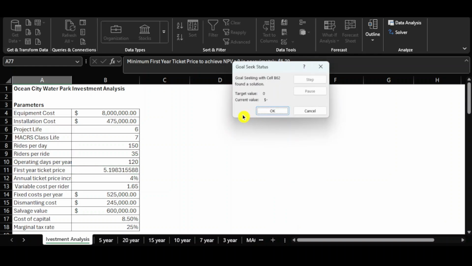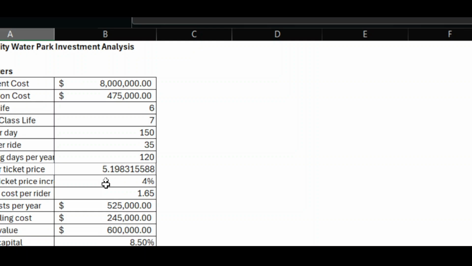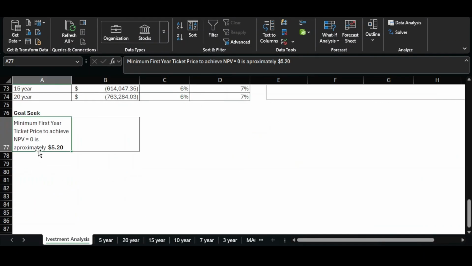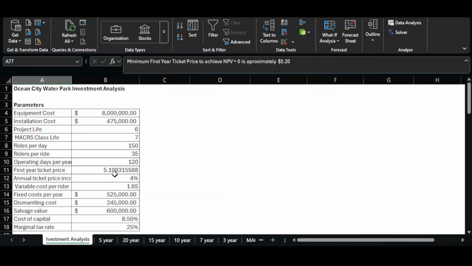As soon as we do that, Goal Seek says it found a solution and it was achieved. You hit OK to find out what that price is. And sure enough, the price is reduced to 5.19, or approximately 5.20 dollars, for that ticket price to break even at least. And that's how we came up with this cell that answers that question: what's the ticket price to achieve NPV equal to 0, or to break even? 5.20. So you might want to bring that ticket price back to 5.20.